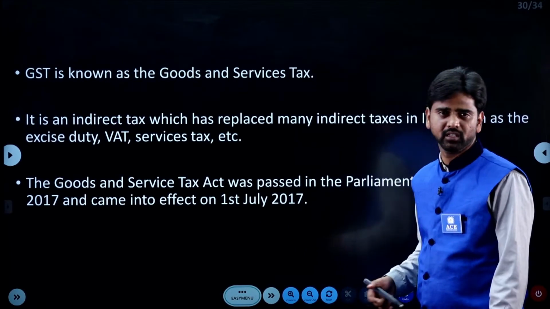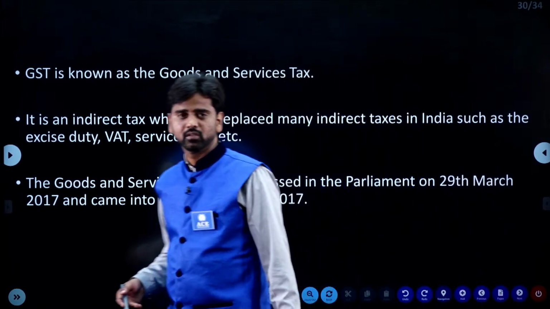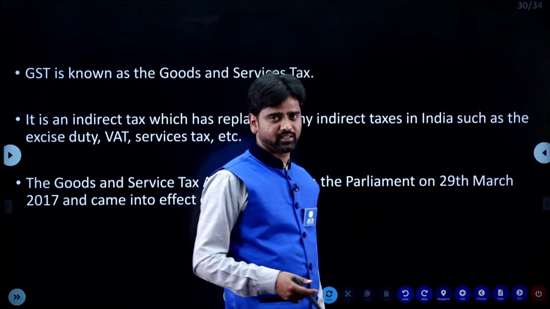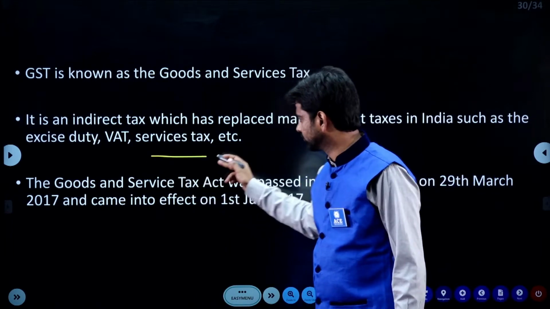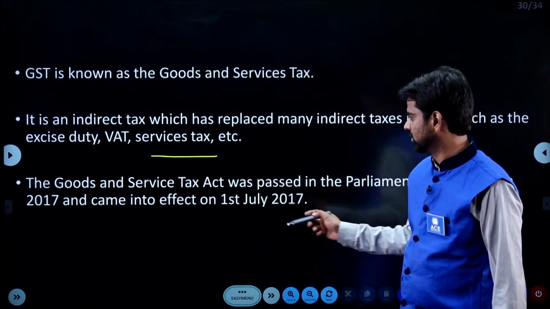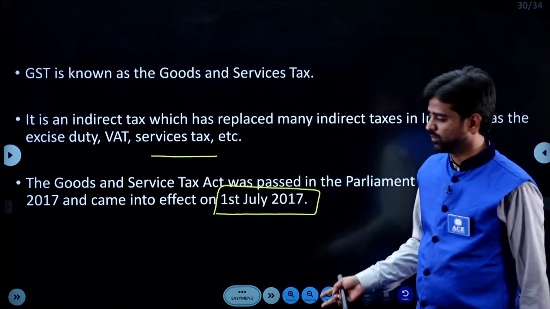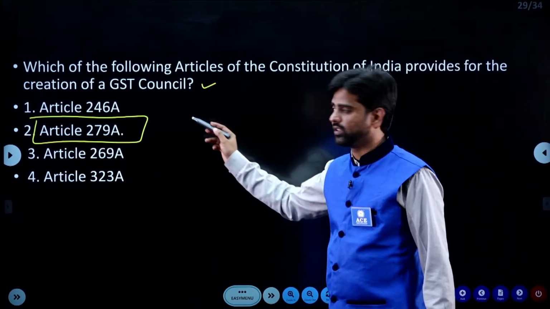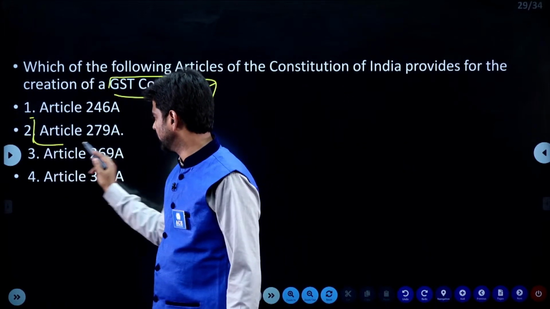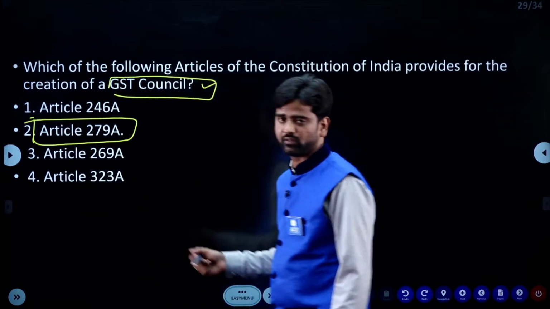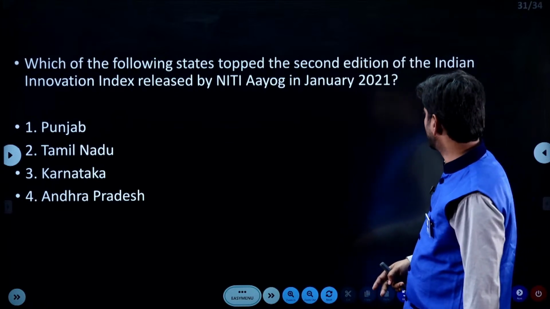GST is known as the goods and services tax. All the indirect taxes like excise tax, manufacturing tax, sales tax, VAT have been completely integrated. Service tax has been integrated and it has come into effect from 1st July 2017. Very simple question, guys. But obviously you should know how the GST council has been established and which article they have amended. They have amended Article 279. Please do remember these facts. I think he is mainly focusing on these direct questions.